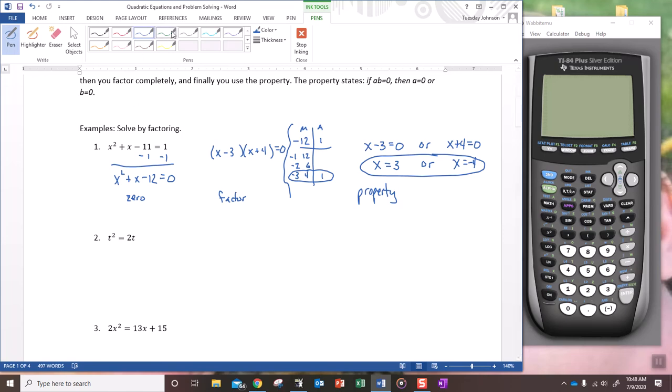Again, we're going to get it equal to 0. So we subtract 2t from both sides. Then we're going to factor. We could take a t out of each term. And then we're going to use the property. T equals 0, or t minus 2 equals 0. T equals 0 is already solved. Add 2 to both sides, and we get t equals 2.